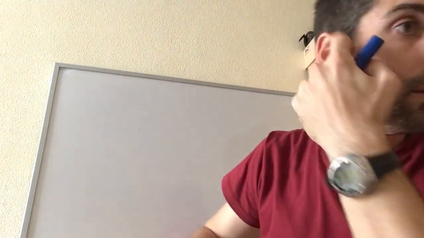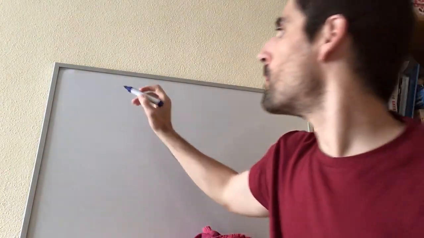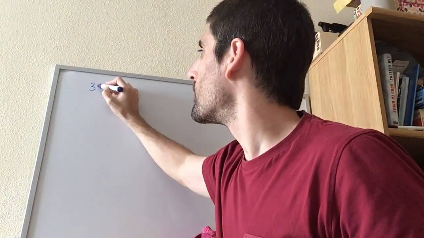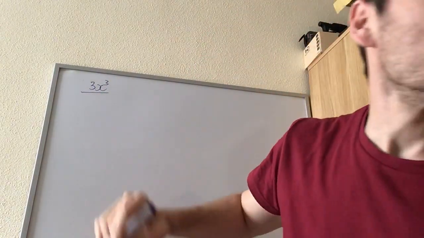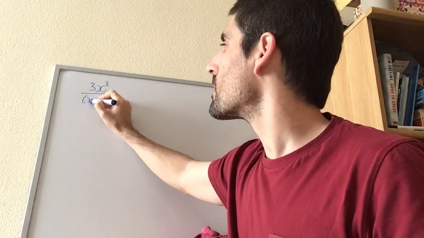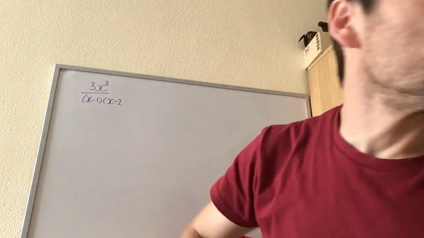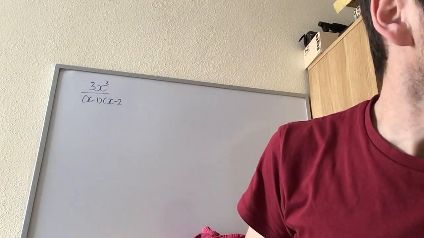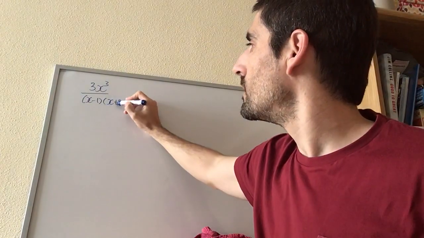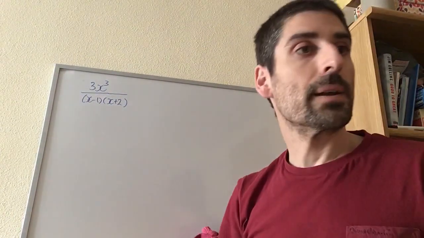Right, are you ready? Are you ready? Here we go. I've got 3x cubed over (x minus 1)(x minus 2)(x plus 2). Make sure we copy the example correctly, otherwise life will get very complicated.